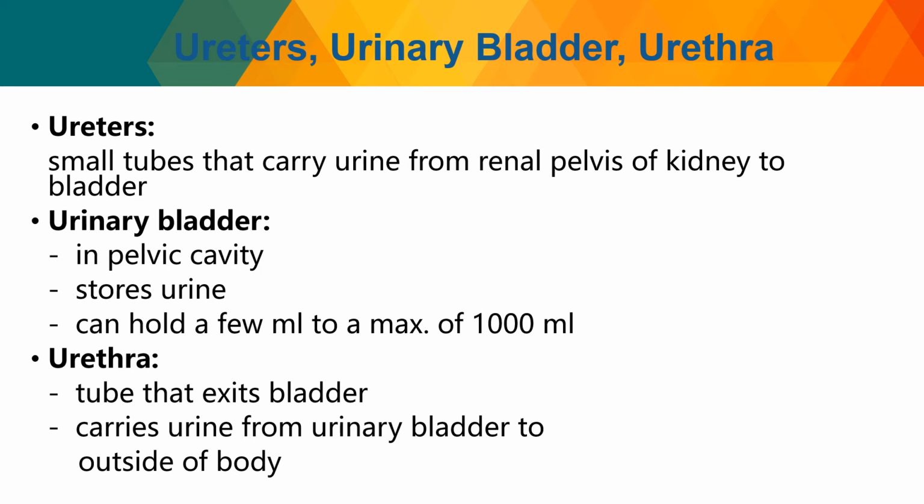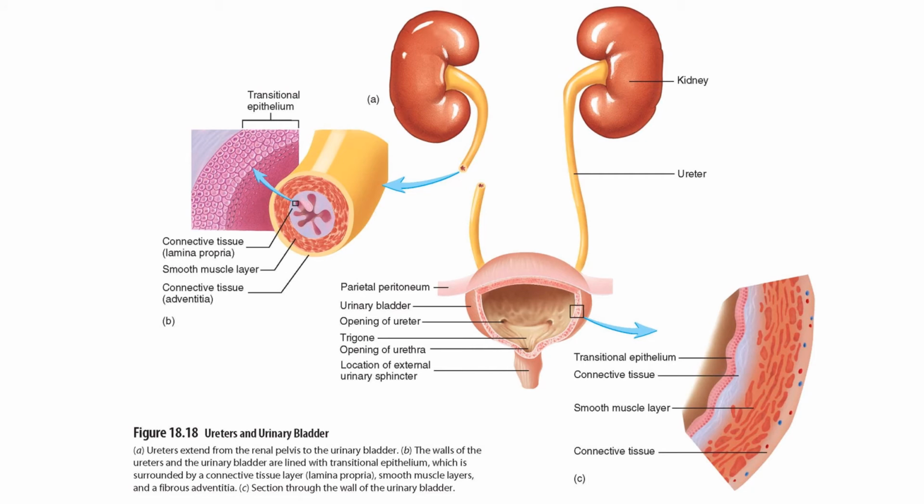Okay? And then next, you have the urethra. This is actually the tube that exits the bladder, and it carries urine from the urinary bladder to the outside of your body. So here it shows you the ureters and the urinary bladder. So from the kidney, here you see your ureter. So cross-sectionally, it is composed of your transitional epithelium. It has connective tissue, what you call the lamina propria, and then a smooth muscle layer, and then the outer layer is what you call your adventitia.